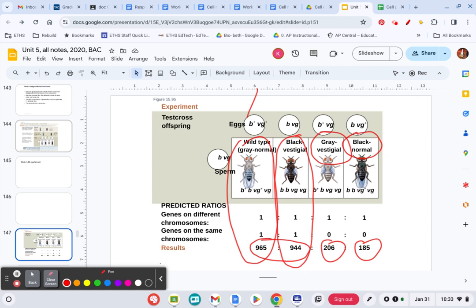Okay? Because it is possible, it's not very likely, but it is possible for two linked genes, when they cross over, to not cross over together.